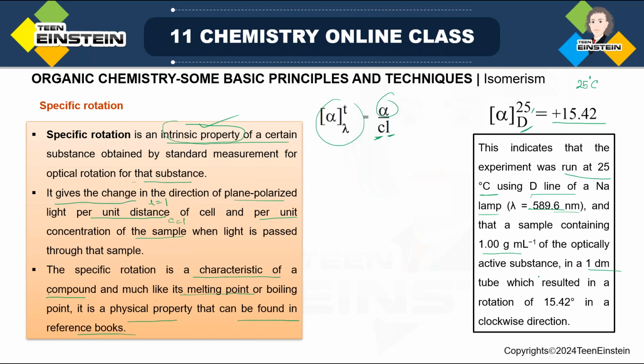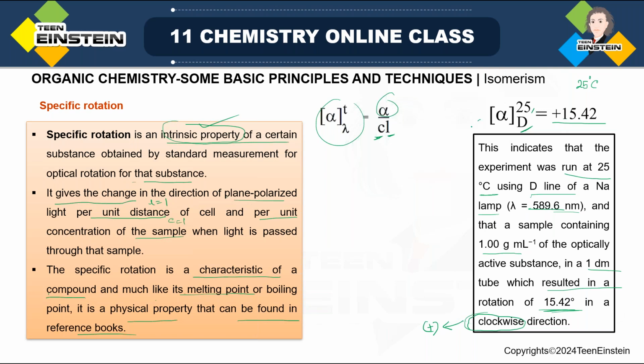So when you are maintaining all these conditions, 25 degrees centigrade, using the sodium D-line lamp, concentration 1 gram per ml and a 1 decimeter tube, after maintaining all this, we are getting a rotation of 15.42 degree clockwise. So when it is clockwise, it is positive. When it is anti-clockwise, then it will be negative. So it is clockwise, that is why we have mentioned it with plus.